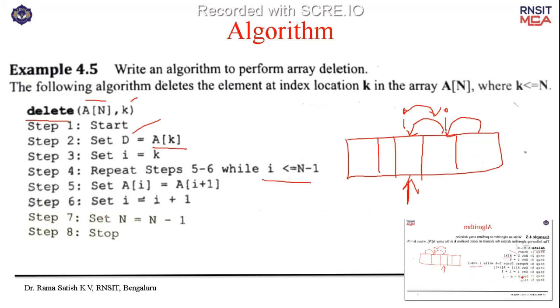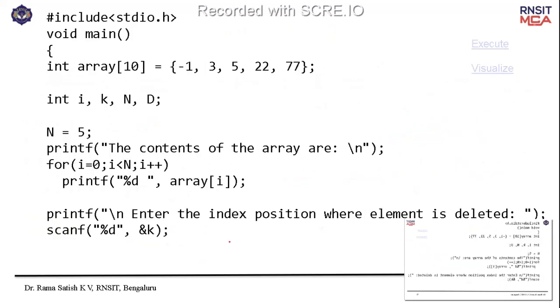After you move all these elements, the element is automatically deleted, and you set n is equal to n minus 1. So you are reducing the number of elements in the array. That is what you should understand.